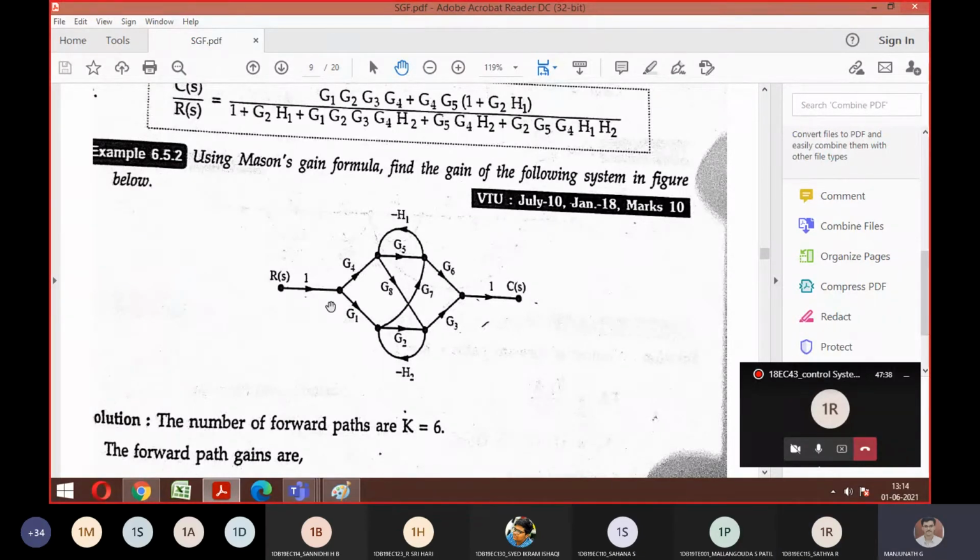We will trace in the diagram. Delta 4 means T4, which is G4, G8 and G3. Look here: G4 is touching this loop, G8 is touching this loop, so all 3 loops have been touched again. So delta 4 becomes 1 minus 0, only 1. Okay. Delta 5.